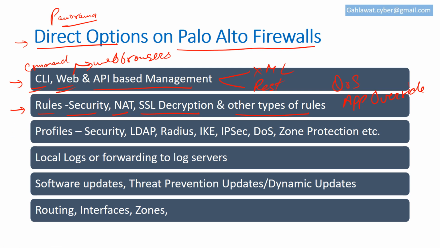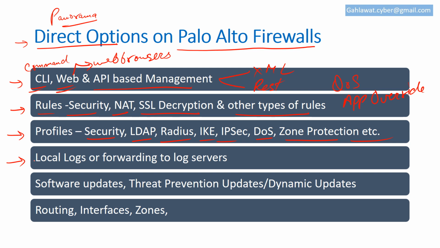Then the admins can use these management methods like CLI, web, or API based to configure the different types of profiles. That includes the security profiles like the antivirus profiles, the file blocking profiles, then different types of LDAP profiles, the admin authentication profiles like Radius, the VPN profiles like IKE, IPsec, and then the attack protection profiles like denial of service protection profile, the zone protection profiles, and some other profiles.